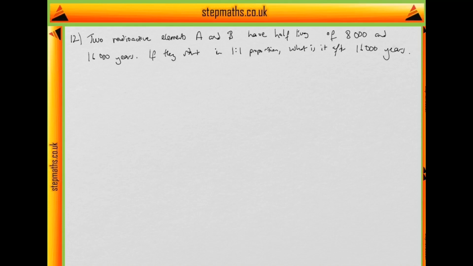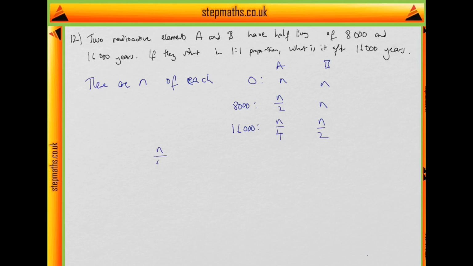Okay, well, let's just say arbitrarily that there are n of each. So after 0 years, we have n of A and n of B. What about after 8,000 years? Well, A has had 1 half-life, so that's going to have halved. But B hasn't had a half-life yet, so that's still got n. And what about 16,000 years? Well, again, A's had another half-life, so that gives you n over 4. But B has now also had a half-life, so that gives you n over 2. So we see that the proportion is going to be n over 4 to n over 2, which is 1 to 2.